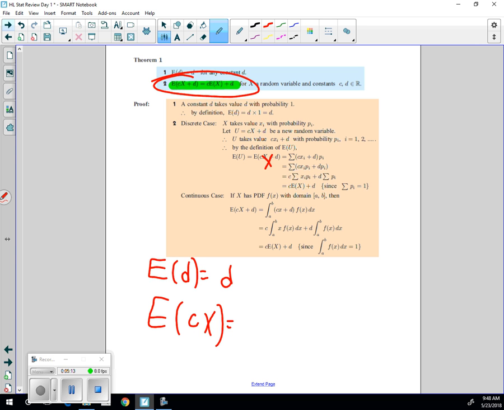And what's cool is this book does a nice job of proving everything almost to a fault. If you integrate this, cx plus d times f of x, you're going to get c times the integral of x f of x dx plus d times the integral of f of x. Well, for d, this integral is going to add up to 1 for the constant. So therefore, it's going to be d times 1, which is d, and then it's c times the definition of E of X. So it works out to c E of X plus d.